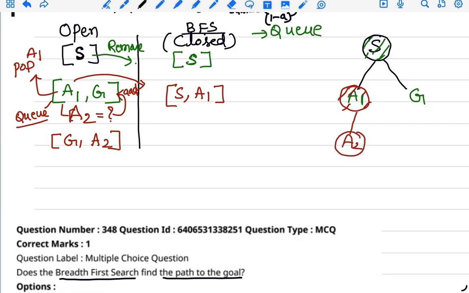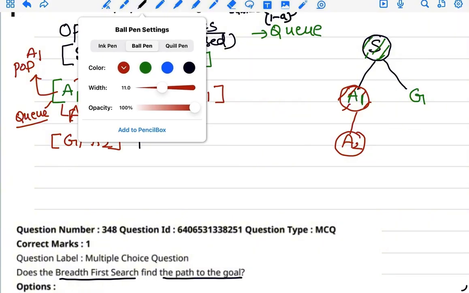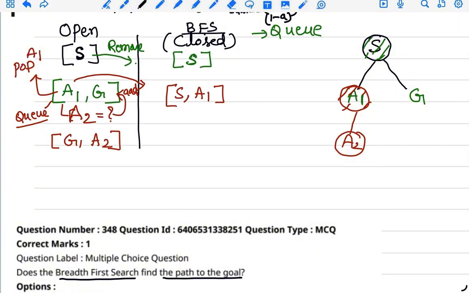Okay. So the next element is the goal node, right? So pop the goal node. Pop means remove the element. Remove from the left side, this side. G is removed from the open list and added to the closed list.